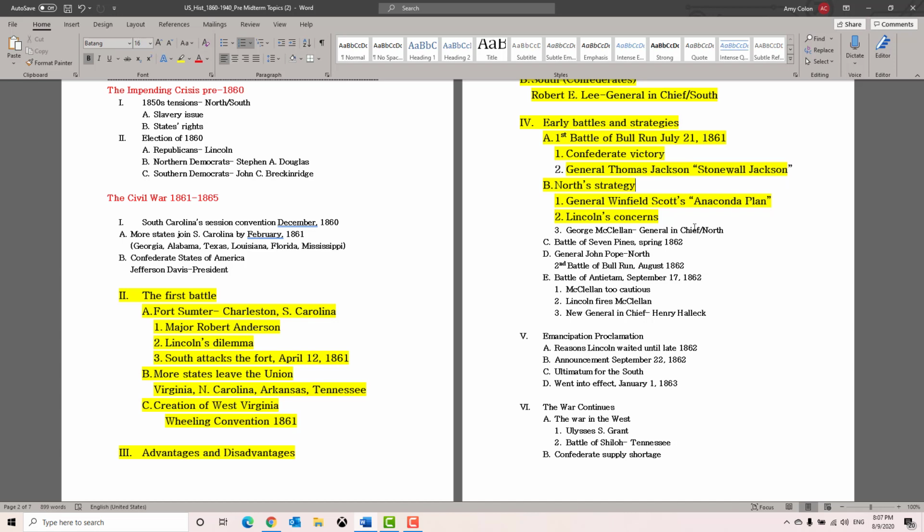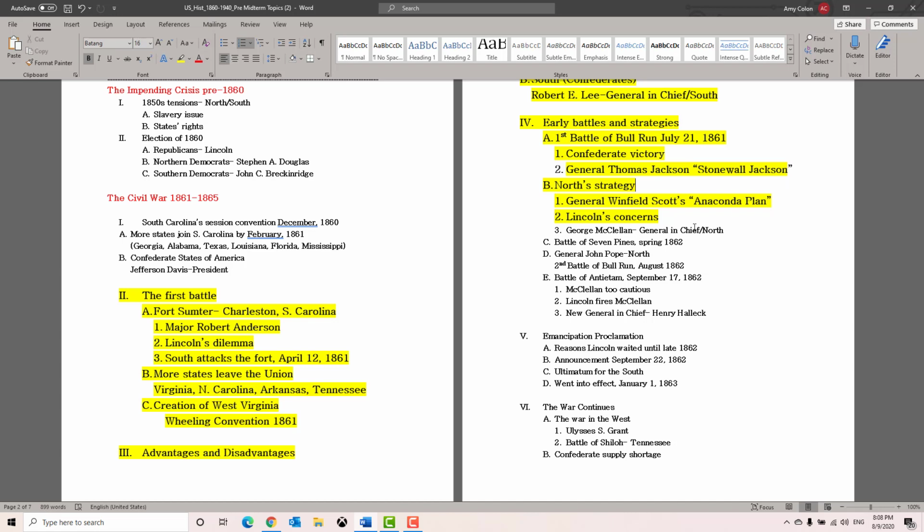And he called his plan the Anaconda Plan because the North was going to squeeze the South into mercy like an anaconda snake squeezes its prey. And this was a three-part plan that he had created. The first part was to create a naval blockade of the South's coastline to prevent supplies from being sent from Europe. Because again, the North knows the South doesn't have supplies, so they don't want them to get supplies from Europe. So they're going to have a naval blockade, kind of block ships coming in with supplies.